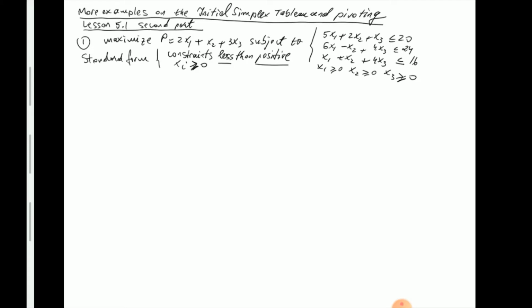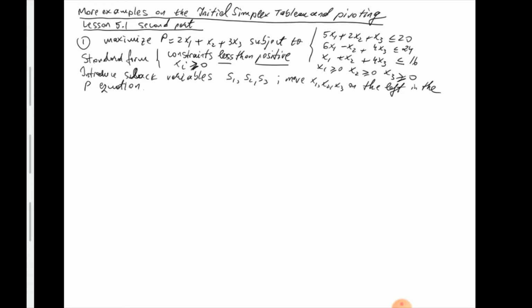So the first step is to introduce slack variables. You're going to need as many slack variables as the number of inequalities. The meaning of these slack variables is that you add something on the left side to change the system of inequalities into a system of equalities, and then move x1, x2, x3 to the left in the equation for the objective function, and you're going to write that at the end.